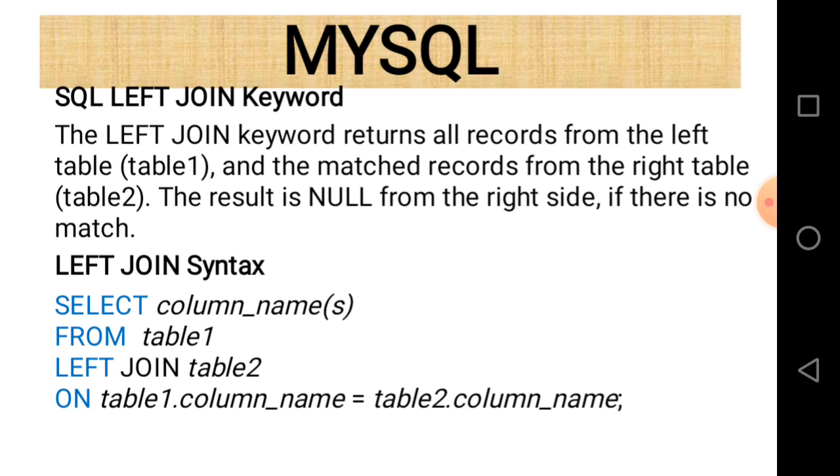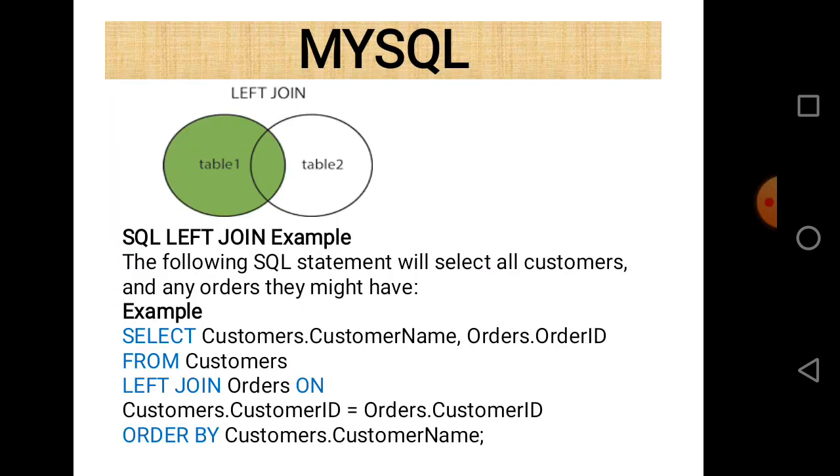So the left join keyword returns all records from the left table and the matched records from the right table, table 2. The result is null from the right side if there is no match. So if there is no match, the result is null from the right side. And this is a diagrammatic representation of left join.